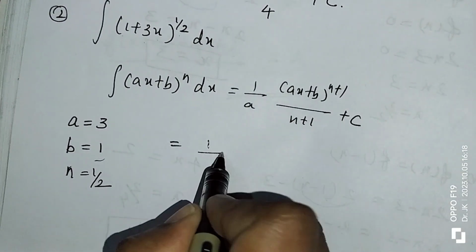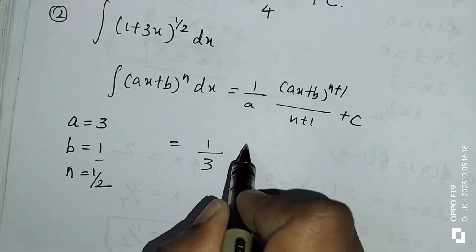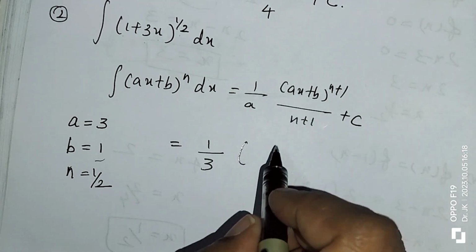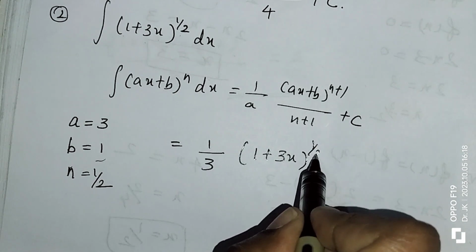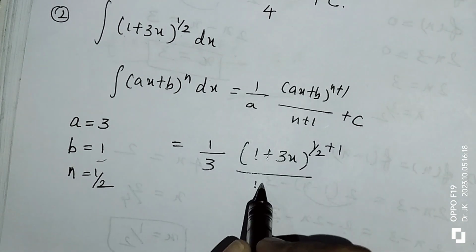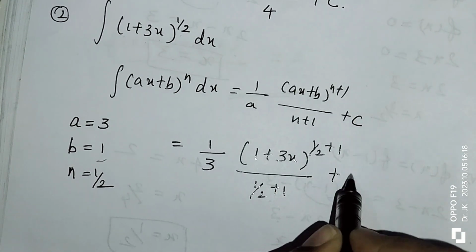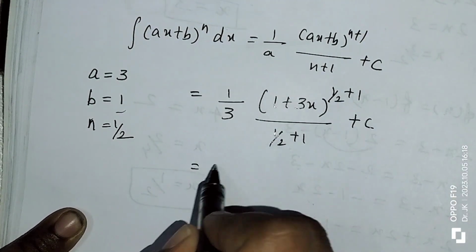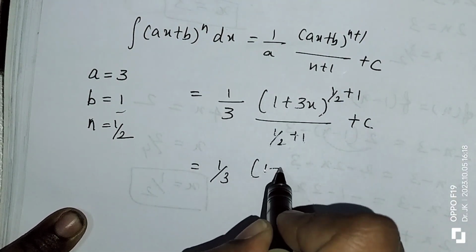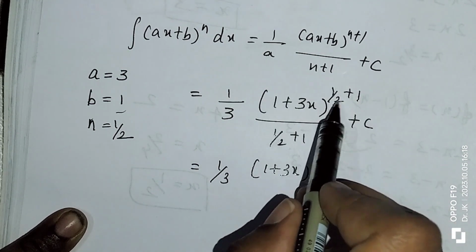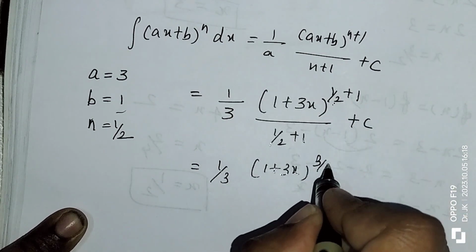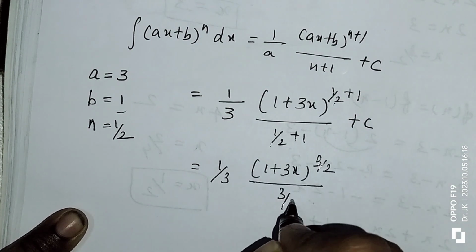So instead of a, we can write 3. And ax plus b means the given one, (1 plus 3x) whole power n plus 1, that is 1 by 2 plus 1, by 1 by 2 plus 1, plus c. So here 1 by 3, (1 plus 3x) whole power, cross multiply this, 1 by 2 plus 1 is 3 by 2, by 3 by 2 plus c.